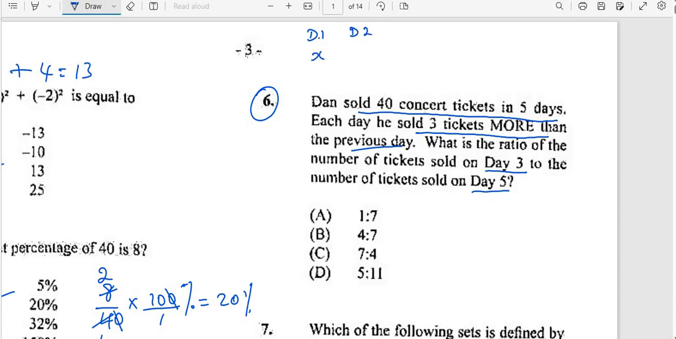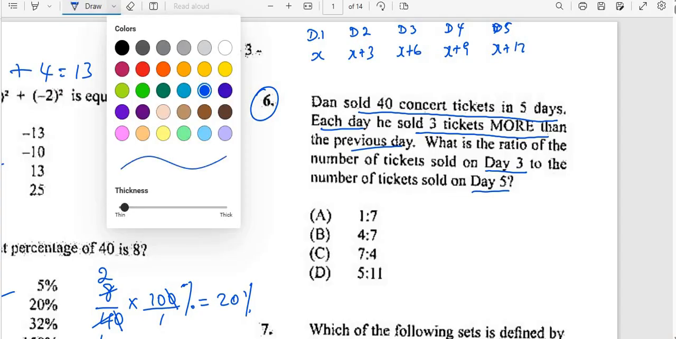Day 2, he sold 3 more than day 1. So that's going to be X plus 3. We add 3 to the previous day's amount. The same thing for day 3. Each day he sold 3 more than the previous day. So on day 3, he sold 3 more than day 2. So we add 3 to day 2 to get the amount for day 3, which is X plus 6. We continue in the same manner. We have X plus 9. And day 5 is going to be X plus 12.